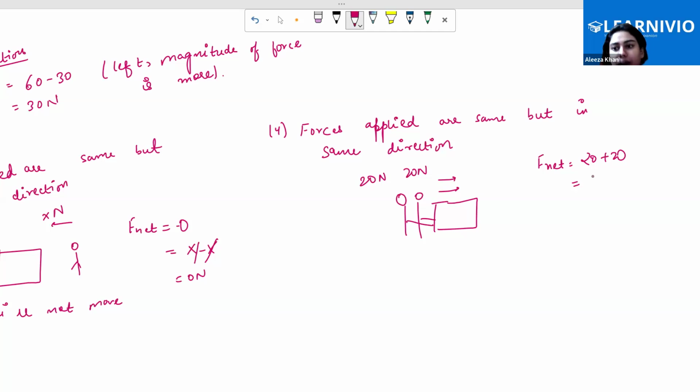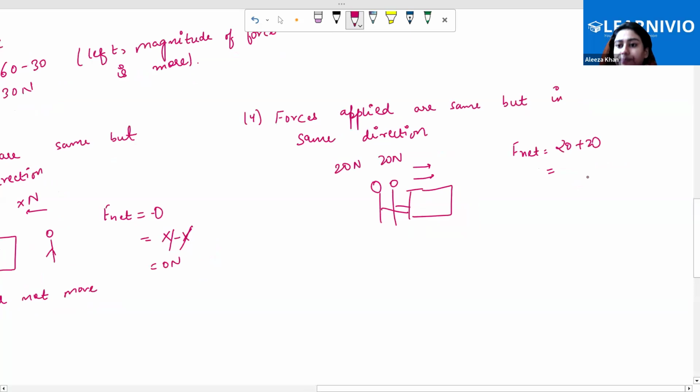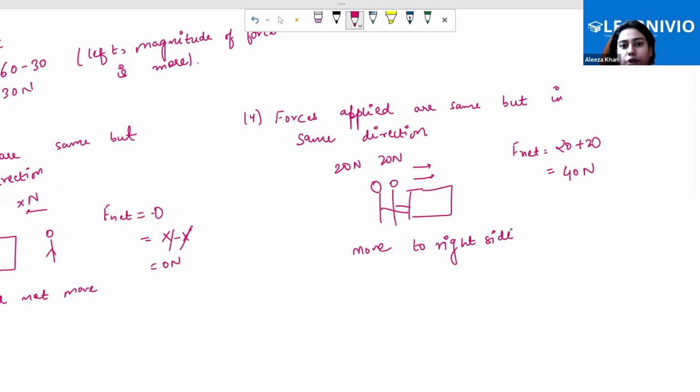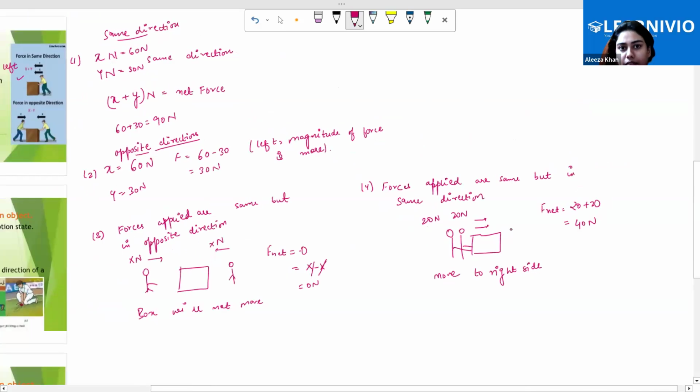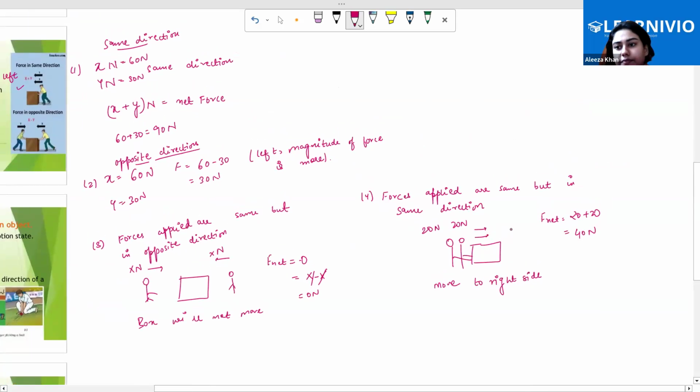Here also it is subtracting, but wherever the force is greater, it will move to that side. So it will be 40 Newton and it will move to the right side. All the cases are clear or not? I want you to please write all these things with the example as I have written.